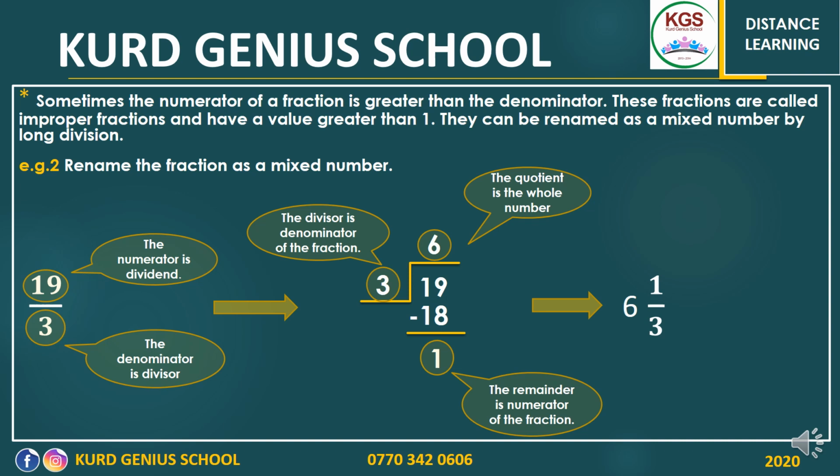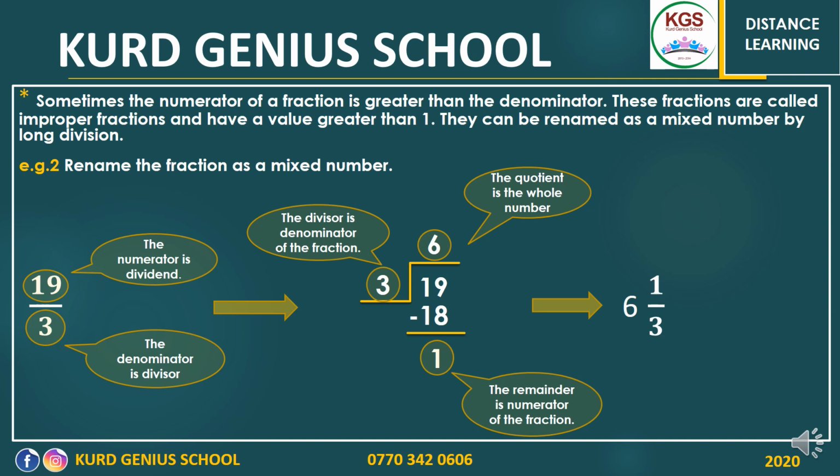Sometimes the numerator of a fraction is greater than the denominator. These fractions are called improper fractions and have a value greater than 1. They can be renamed as a mixed number by long division. Example given 2, rename the fraction as a mixed number. So whenever you see a fraction with its numerator greater than the denominator, that fraction can be renamed as a mixed number by long division.